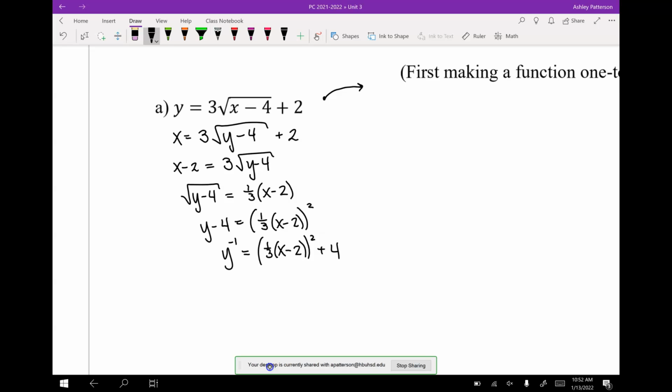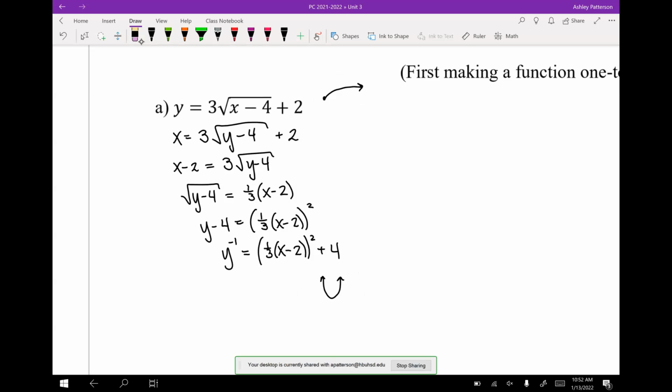But we have a problem. Just when you thought you were done. We have a problem because we found that its inverse is a parabola. Do these look like inverses of each other? No. One's half a curve, the other is the full curve.